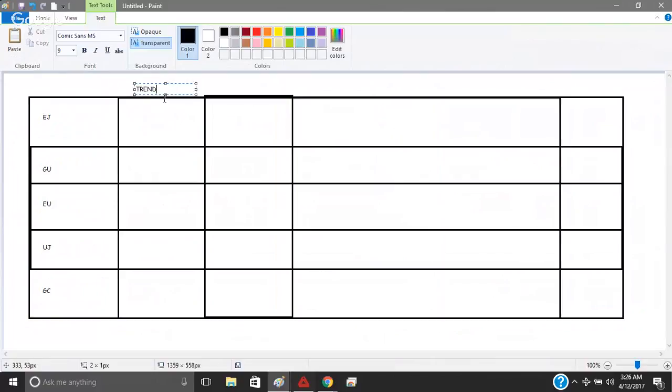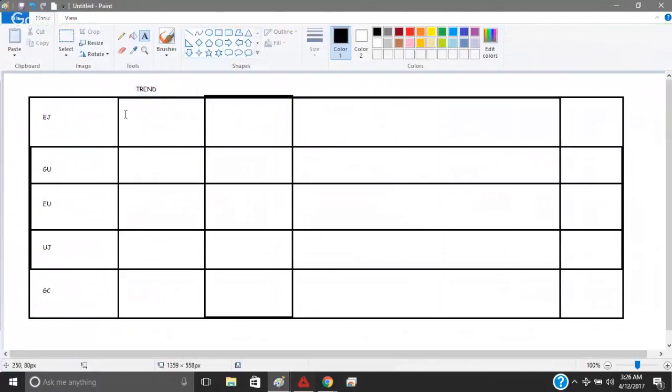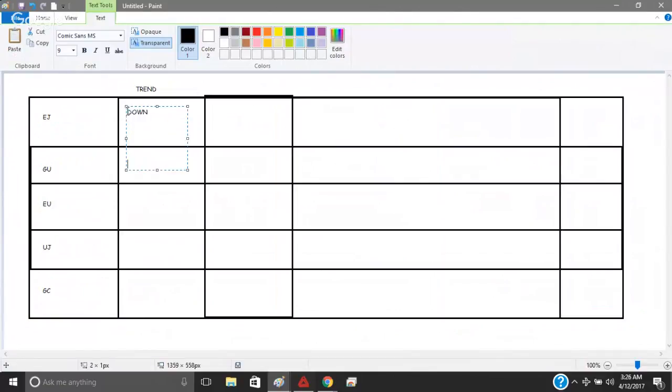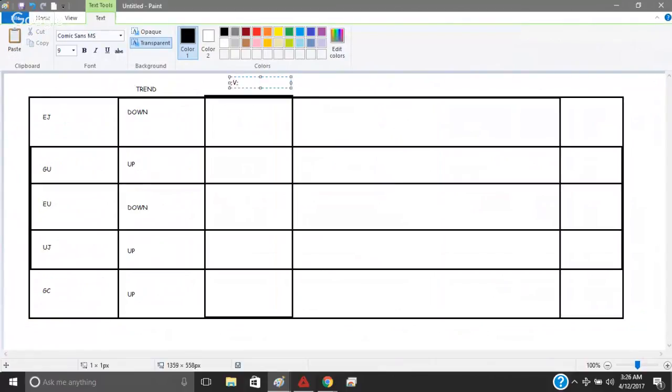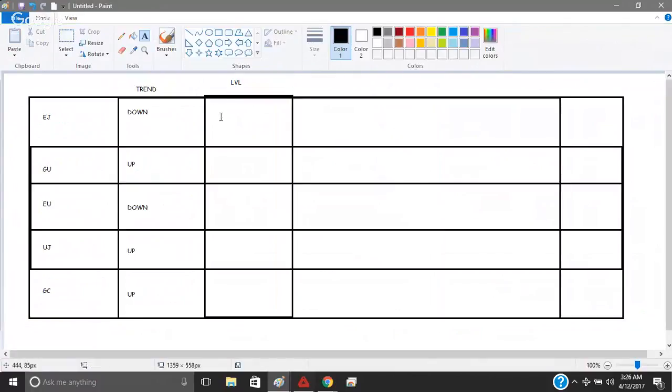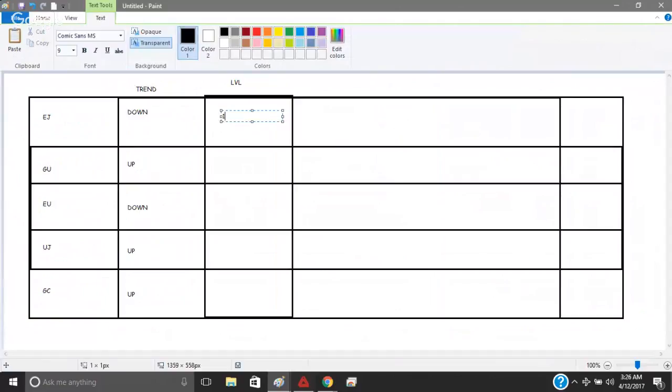Trend. Down. Up. Down. Up. And up. Okay, what level am I in? Level 1 drop. 2. 2. 3. And 1.